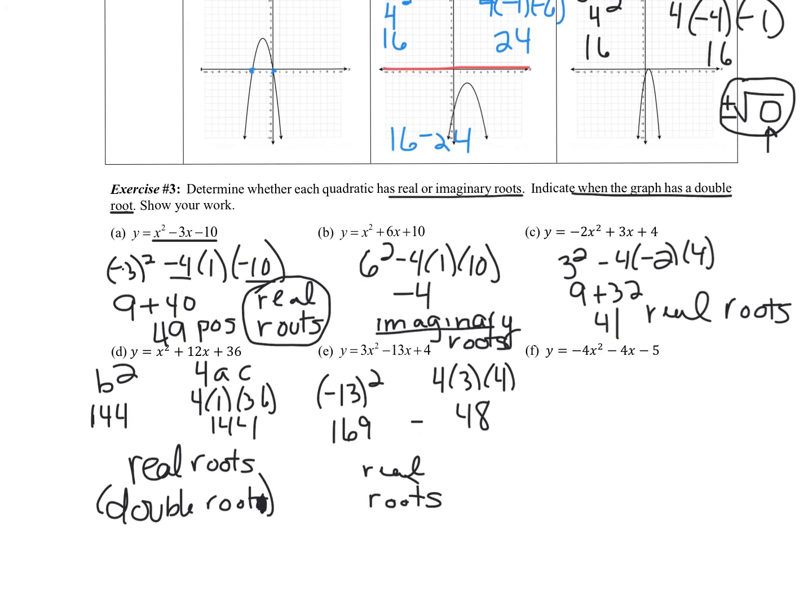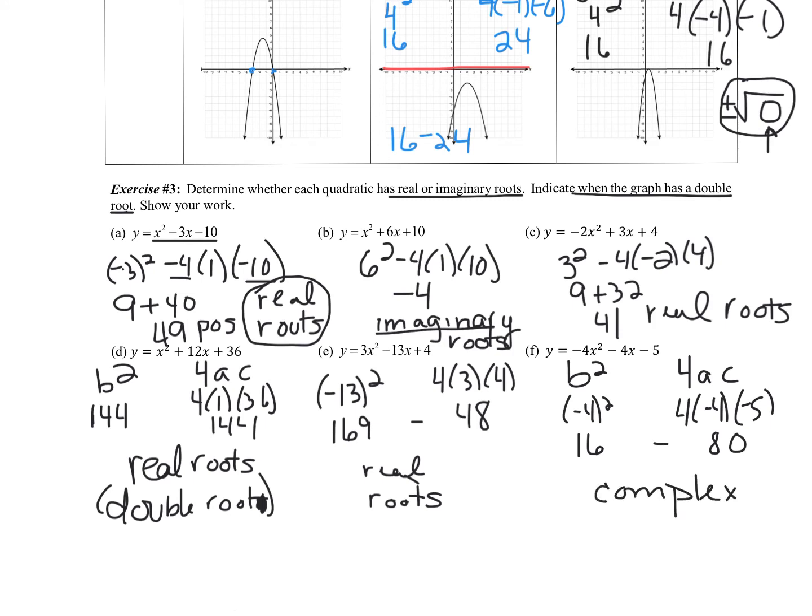My next one, for b squared, negative 4 squared is 16, and 4ac is 4 times negative 4 times negative 5. So that's 16 times 5, because those negatives will cancel. That's 80, right? So if I subtracted those two, even without finding it, you can think about that in your head. Because that number is going to be negative, this one has, and I'm going to write complex this time just to show that either way works.